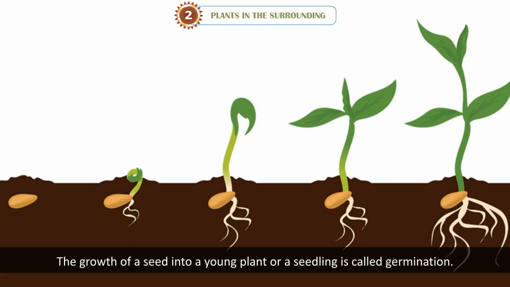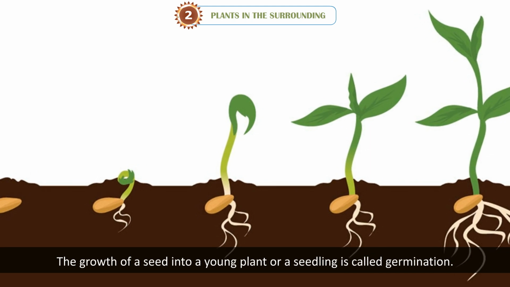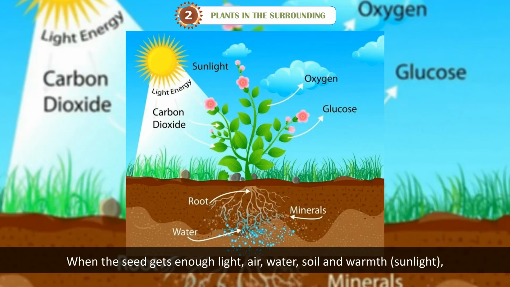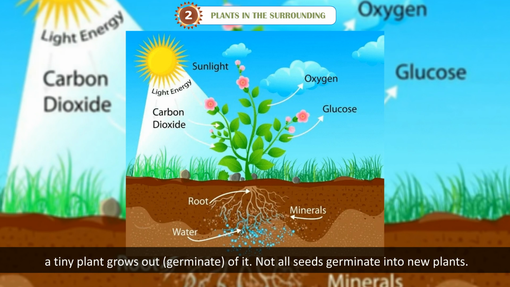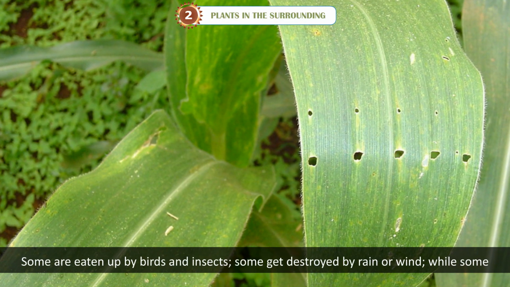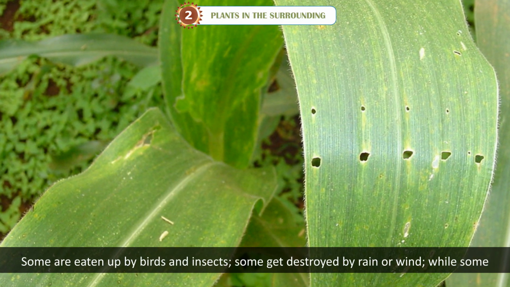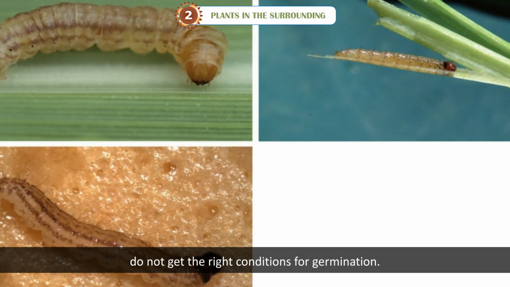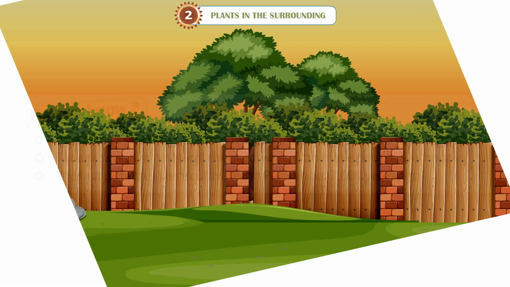Germination. The growth of a seed into a young plant or a seedling is called germination. When the seed gets enough light, air, water, soil, and warmth, a tiny plant grows out of it. Not all seeds germinate into new plants. Some are eaten up by birds and insects. Some get destroyed by rain or wind, while some do not get the right conditions for germination.